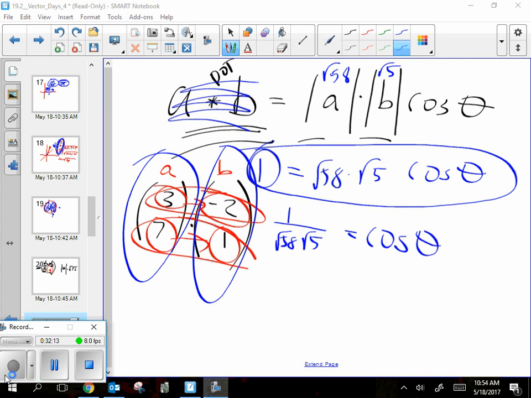And then how do you finish the deal? Do inverse cosine. Inverse cosine of that. And that'll give you your angle. All right?